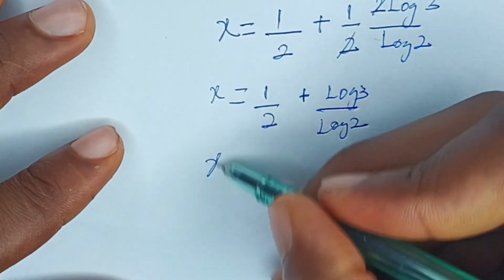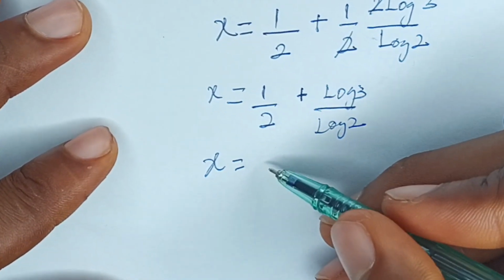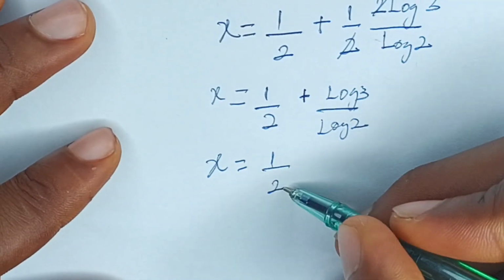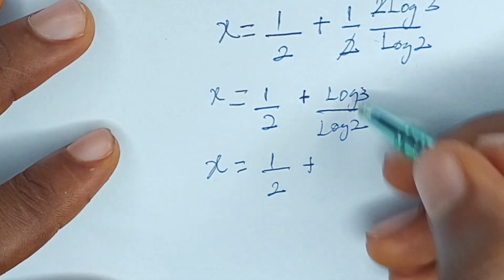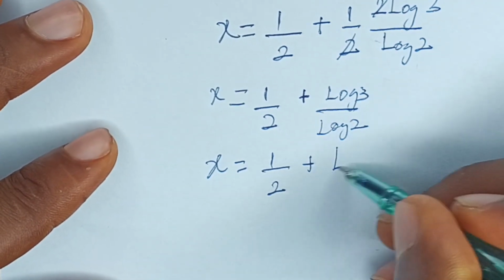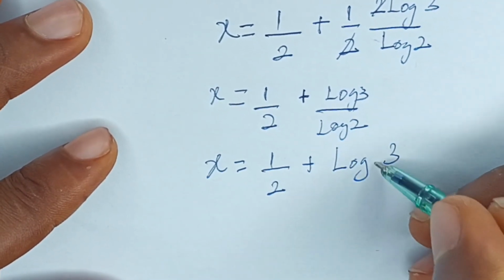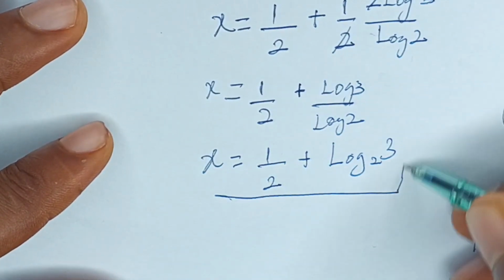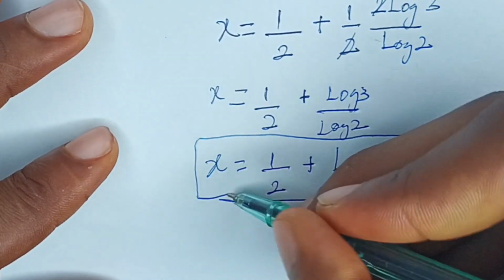Now x can be equal to half plus, now log 3 over log 2 can be written as log of 3 in base 2. So this becomes our simplified answer.